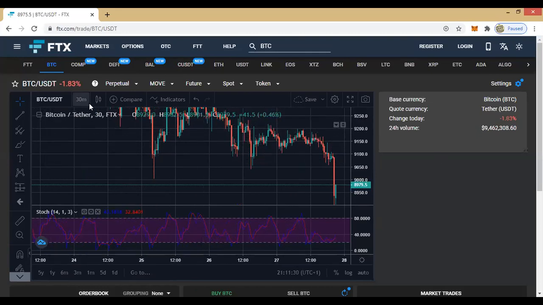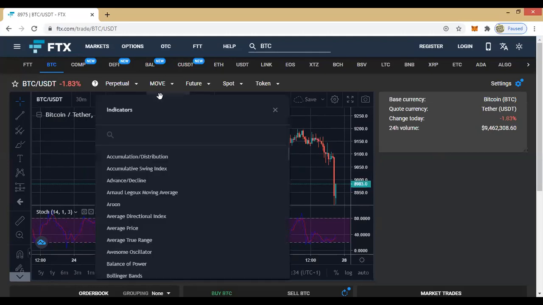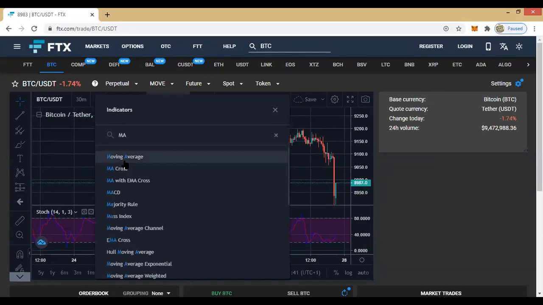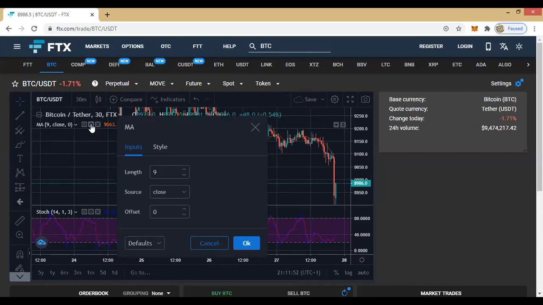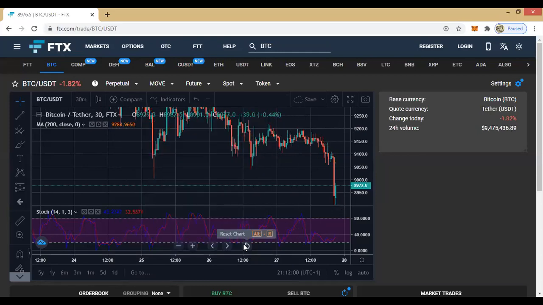I want to use my moving averages. Moving average is one of the things that help me to know the general setup of the market. And I normally use the 200 moving average. Let me set it. Moving average, let me set it to 200. Just the 200 moving average.